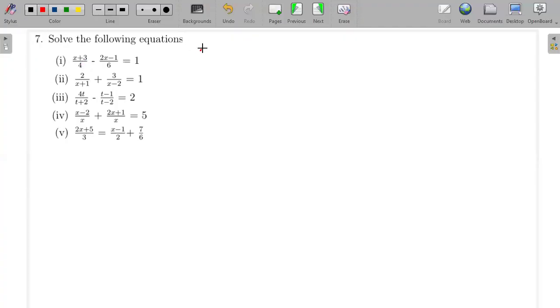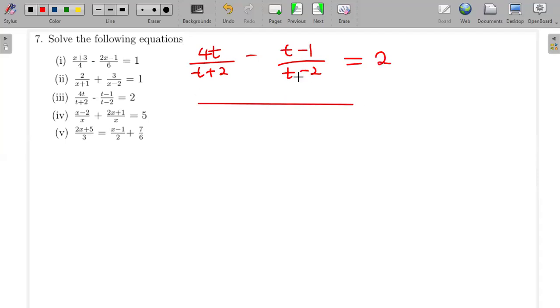So part 3, we have 4t over t plus 2 minus t minus 1 over t minus 2 equals 2. So the common denominator here will just be a product of these factors, t plus 2, t minus 2. The t plus 2 here cancels out to just remain with the t minus 2.